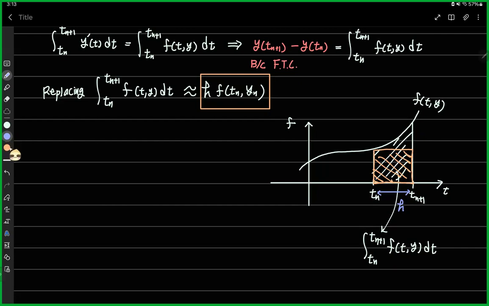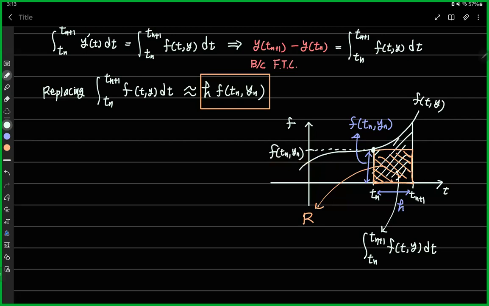Okay. So still we can say that this area is, let's say, R. That R can be used as an approximation of that definite integral. And now what's the area of the rectangle? Just h times the height, which is going to be f of t sub n, comma y sub n. So you can see that right here. So this is f of t n comma y sub n.